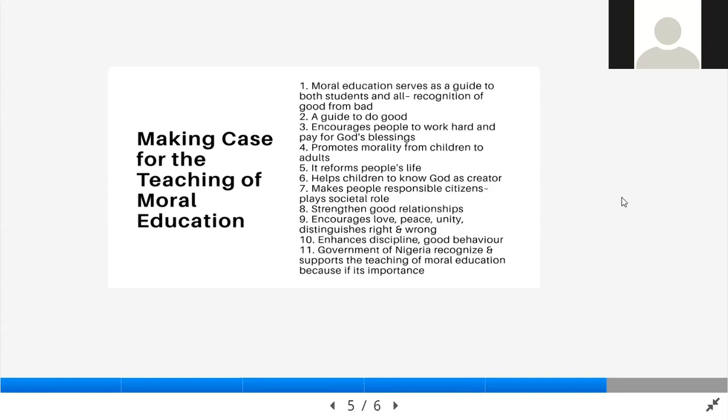So another case we are making for moral education is that moral education helps to reform people's lives. Remember the story I just told you. Some very sharp children will be asking their mom, mommy, how much did you spend on all these things you packed home today? The mother will say, now, let me tell you the story. You know that today, God buttered our bread for us. It was free shopping for all.